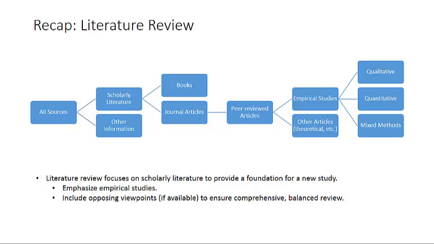Empirical studies are those that present the results of the author's original data collection. And the three types of empirical studies include quantitative, qualitative, and mixed methods. Each of these is distinguished by the methodology and type of data that are involved. Within a literature review, it is important to emphasize empirical studies, as these are the primary sources of evidence on a topic. In addition, researchers include studies that present opposing viewpoints, if these are available, to ensure that the review is comprehensive and balanced, meaning that the research on both sides of an issue is examined.